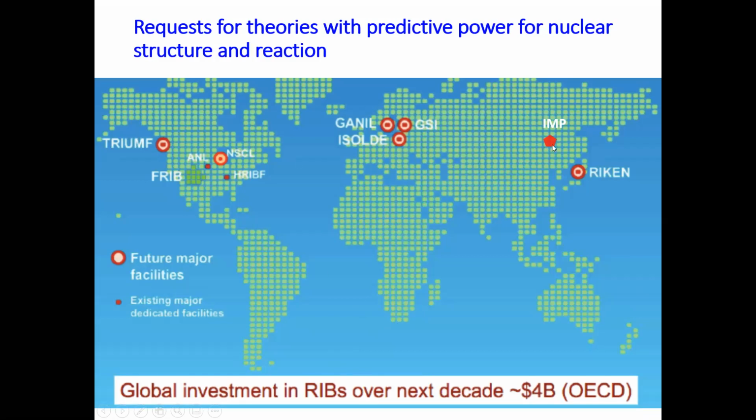And this theory is very important for the fast growing field of rare isotope beam facilities around the world. For IMP, the scientists here are building a new facility in Huizhou, Guangdong province, which is the place I'm in now. It is also about doing rare isotope experiments, and we will see a large amount of requests for theories with predictive power for nuclear structure and reaction.